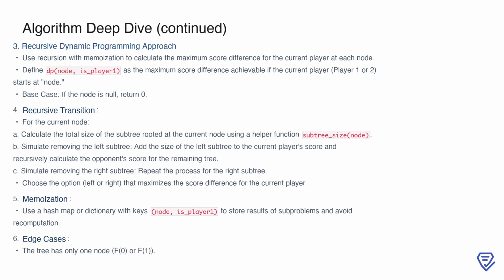To solve this problem, we use a recursive dynamic programming approach with memoization. The core idea is to calculate the maximum score difference for the current player at each node.